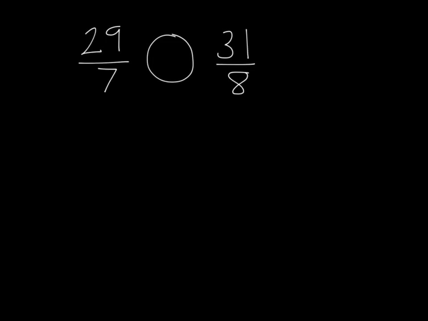Okay, so to check our work, I'm going to turn 29/7 into a mixed number. And I end up with 4 wholes and 1/7 left over. And then 31/8, I'm going to turn that into a mixed number. 8 goes into 31 3 times, which would use up 24 of my eighths. And then if I count up, I have 7/8 left over.